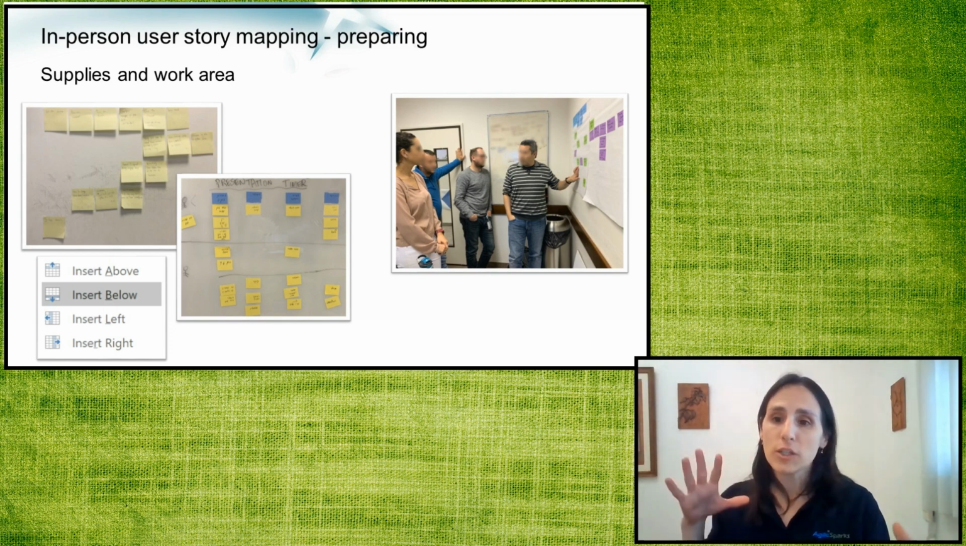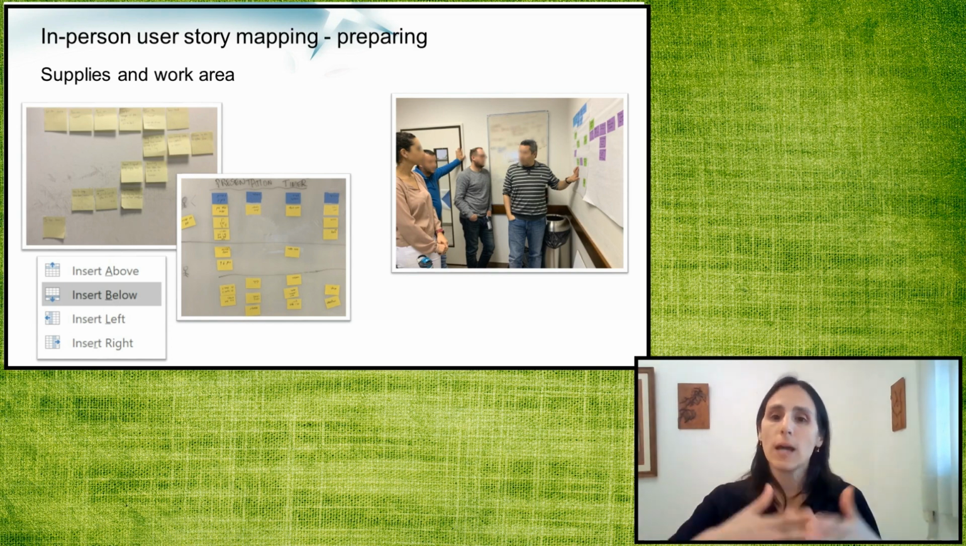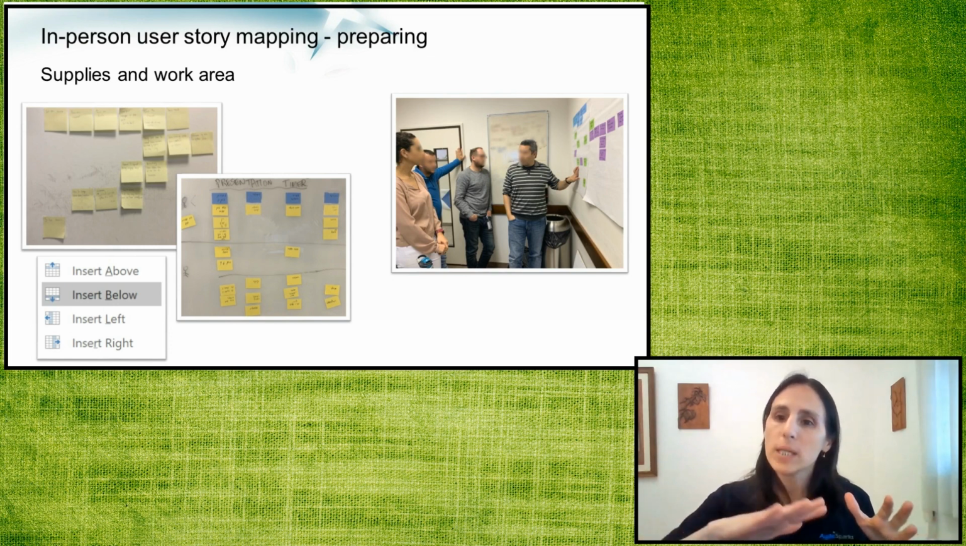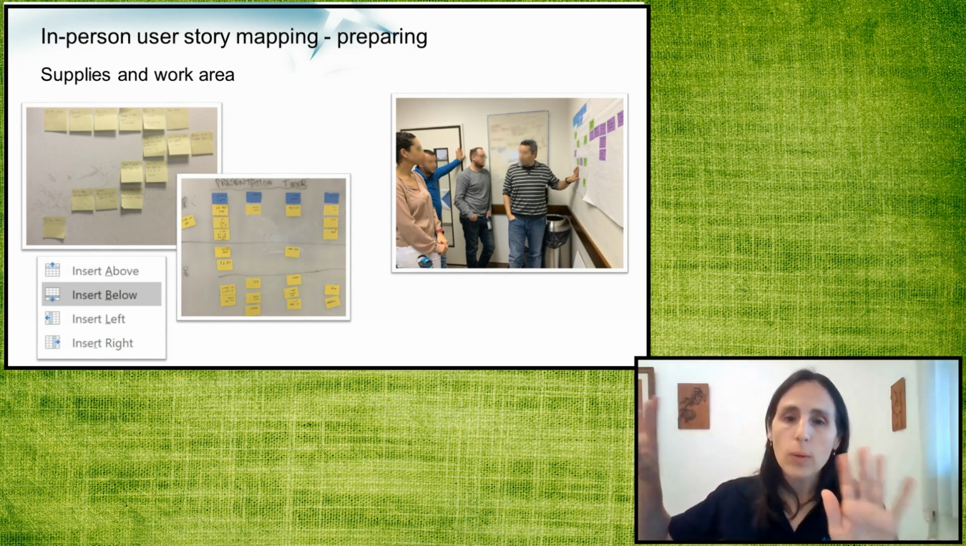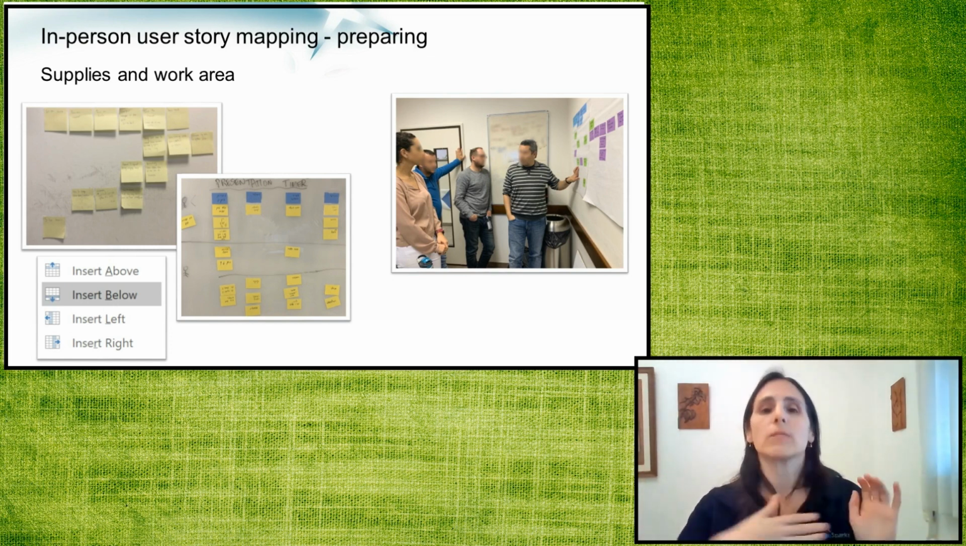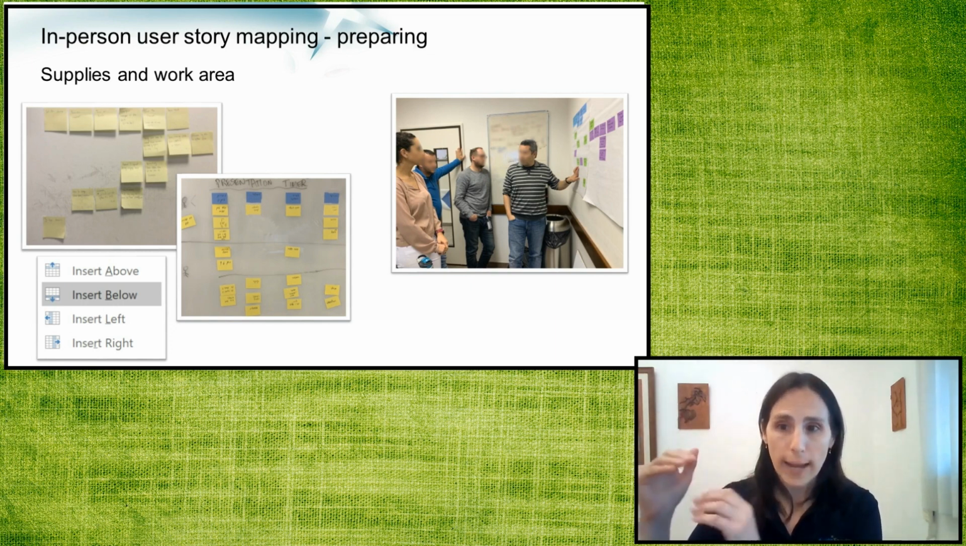And then you also want to make sure that the space you're going to be doing this story mapping in has enough of an empty area near the wall where you're going to be working, so that people can really physically reach it and interact.